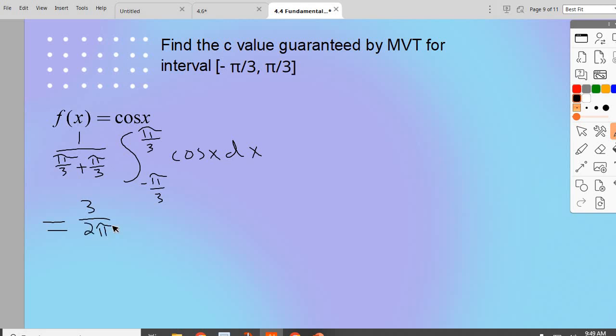Alright. So then, what is the antiderivative of cosine? Sine. And we are evaluating that from negative pi over 3 to pi over 3? Yes? Okay. Which one do we want to plug in first? The top one.